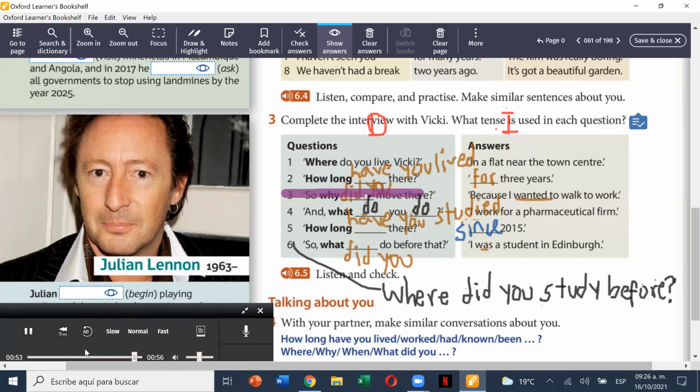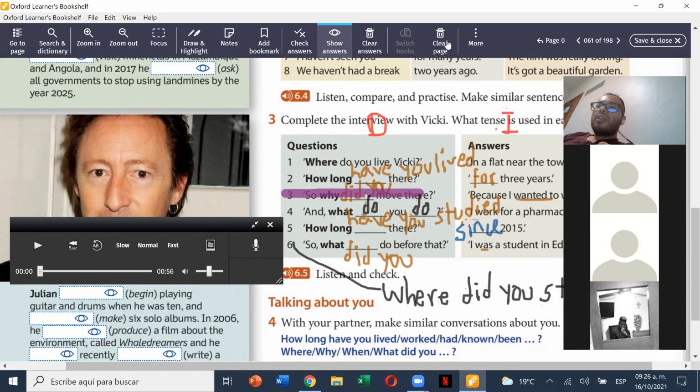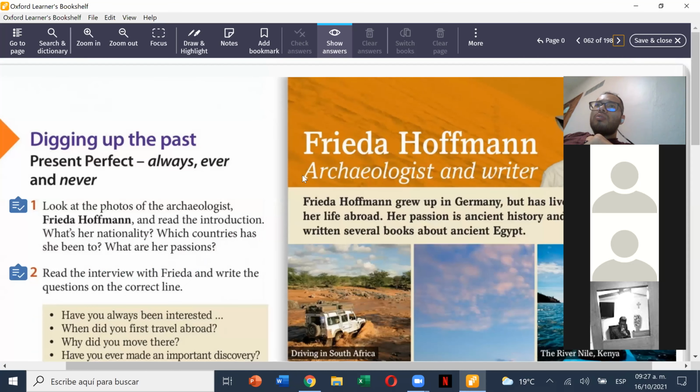So that's the difference between past simple and present perfect. Past simple happened one time and it is a completed action or happened at a certain point in the past, no? That's why. All right. We move on to the next activity. We are going to read a bit about Frida. Listen to Frida Hoffman, no?